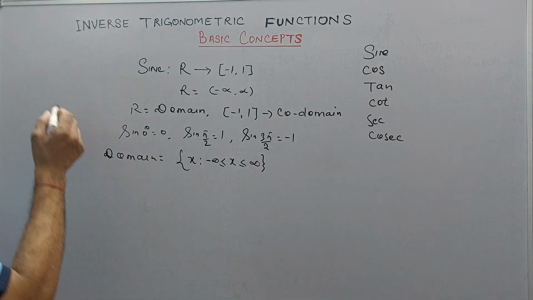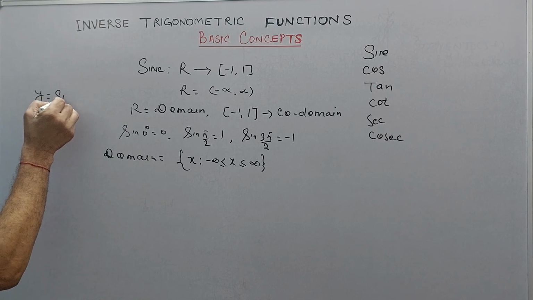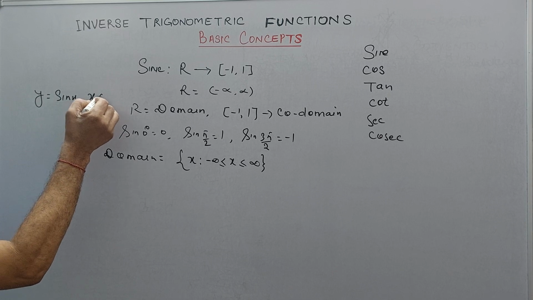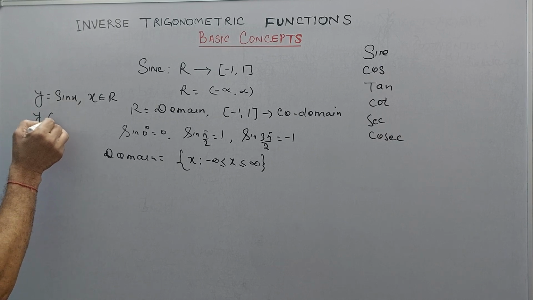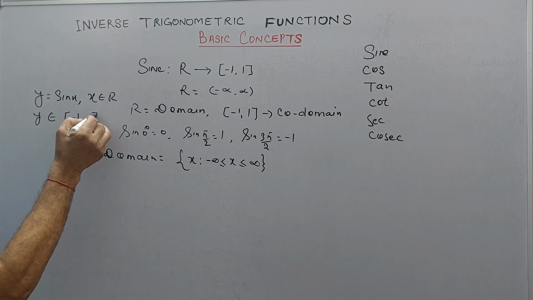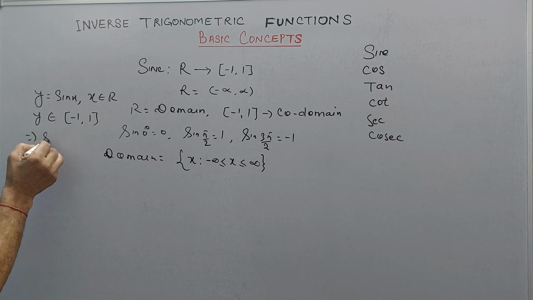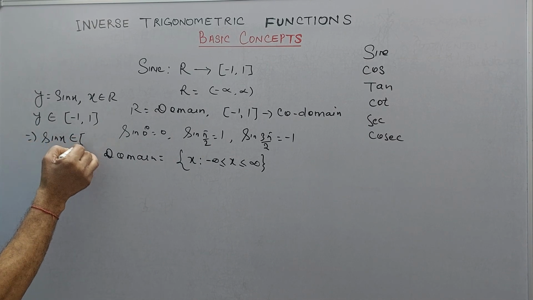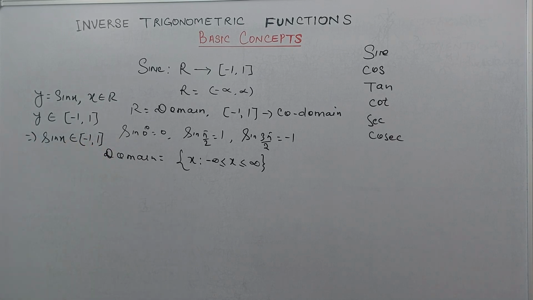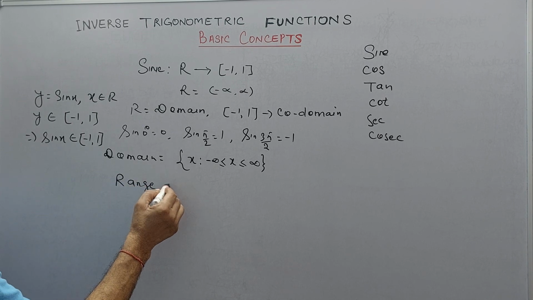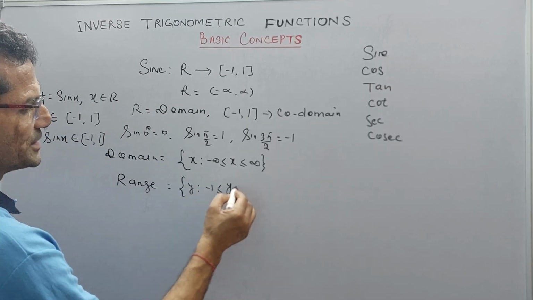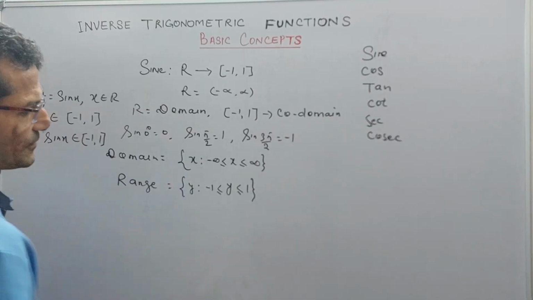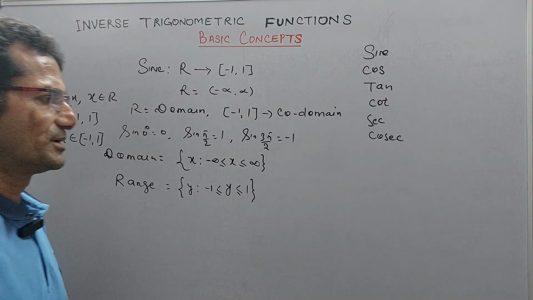Suppose y is equal to sine x. Here x belongs to the domain of the sine function, which is R, and y should belong to -1 to +1. So we can also say that sine x belongs to -1 to 1. So the range of sine x will be y such that y lies between -1 and 1. -1 to 1 is the range of the sine function.